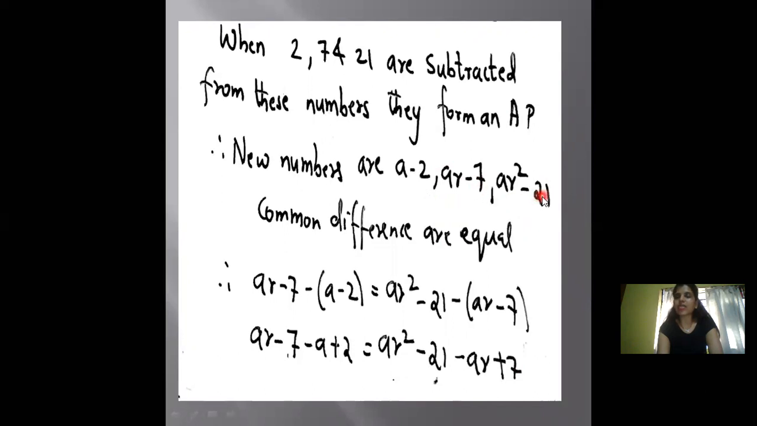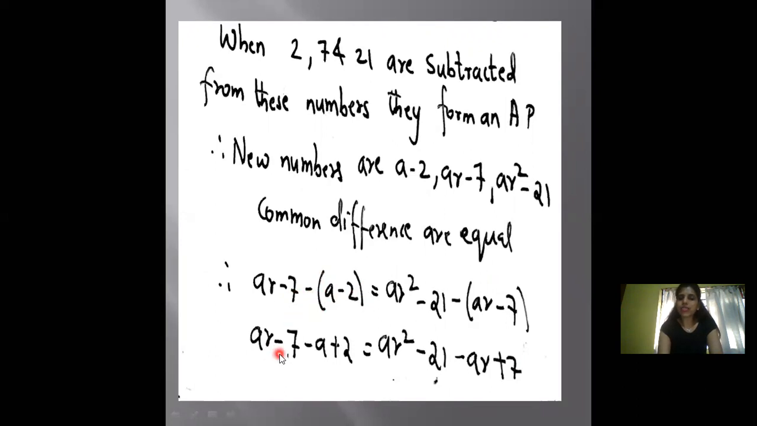Which means when you subtract the third and second term, whatever value you get is going to be the same when you subtract the first term from the second term. So that's what I have written. Common differences are equal. So AR minus 7 minus (A minus 2) equals AR square minus 21 minus (AR minus 7). Because you're subtracting, the sign is going to change, that's why I put a bracket. Since it's a binomial term, always put a bracket when you're putting a minus sign, because the sign will change when you open the bracket.